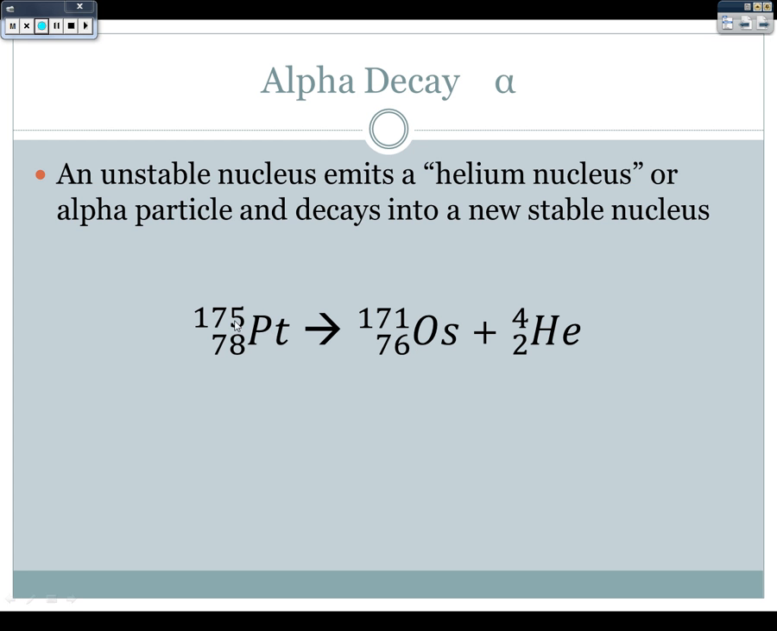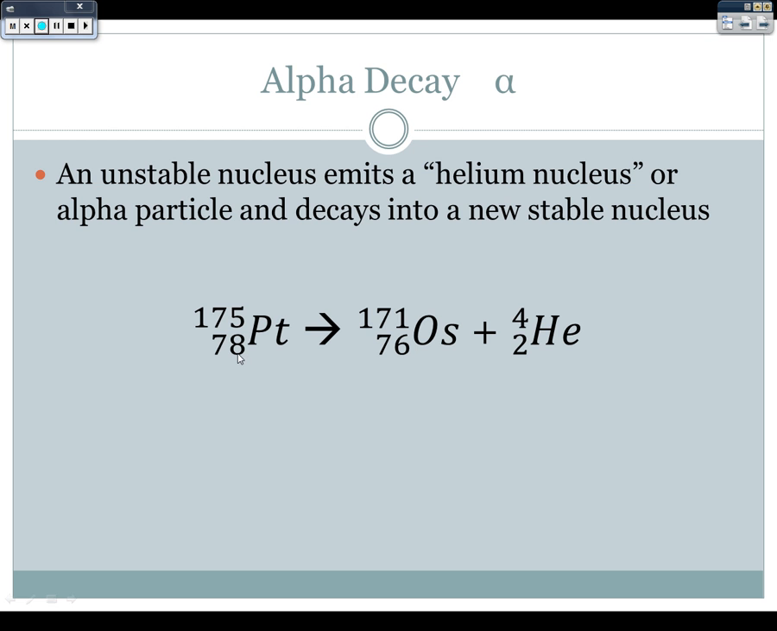here we have platinum 175. So it has 78 protons, and let me do the math really quick. Minus, not multiplied. 97 neutrons. And so when it undergoes alpha decay, it's going to release 2 protons and 2 neutrons, so a total of 4 atomic particles. And so it's going to release 2 protons to go from 78 to 76, and then 4 protons plus neutrons, so 4 total. So it goes from 175 to 171.